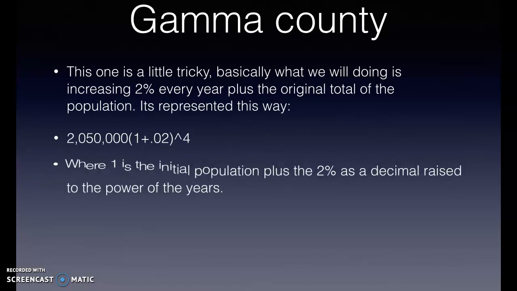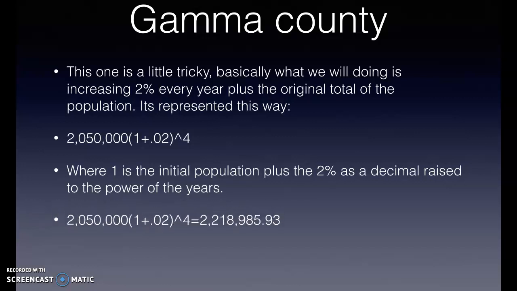So it'd be written out this way. And here's a little explanation on that, where 1 is the initial population plus the 2% as a decimal raised to the power of the years. Now that said, 2.05 million times 1 plus 0.02 raised to the fourth power, which is the 4 years, you're looking at 2,218,985.93 of a person.